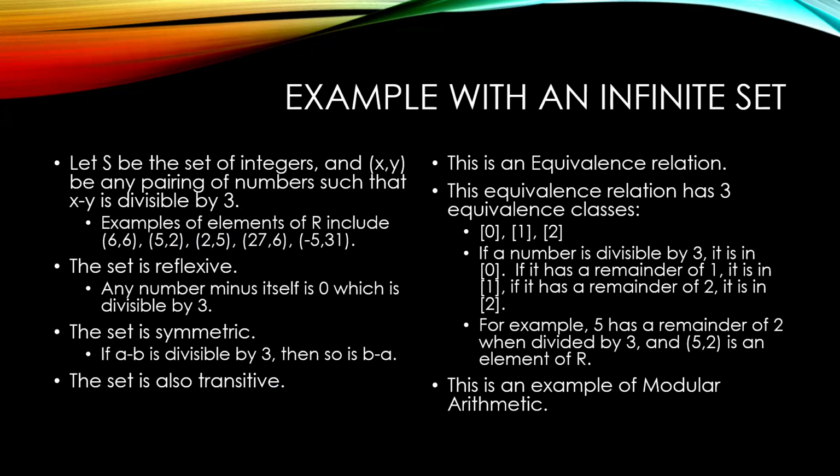And this equivalence relation has 3 equivalence classes, 0, 1, and 2. So the equivalence class of 0, the equivalence class of 1, and the equivalence class of 2. If a number is divisible by 3, so that'd be like 3, 6, 9, then it is in the equivalence class of 0. If it has a remainder of 1, it's in the equivalence class of 1. If it has a remainder of 2, it's in the equivalence class of 2. For example, 5 has a remainder of 2 when divided by 3, and 5, 2 is an element of R.